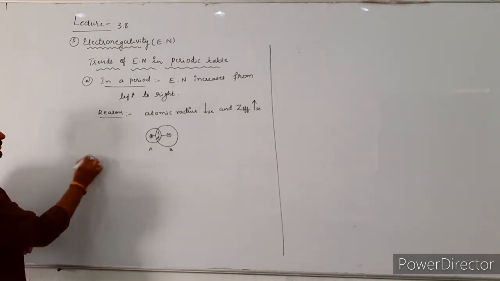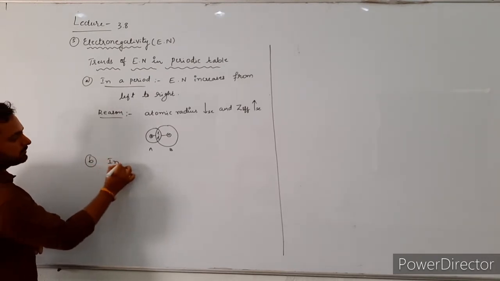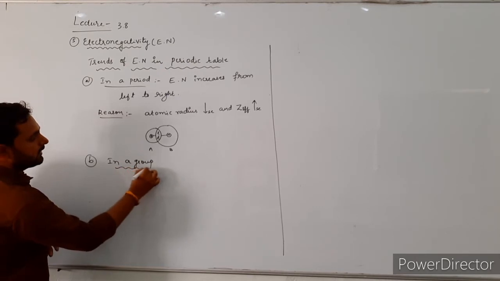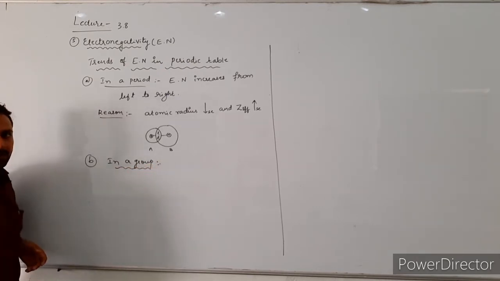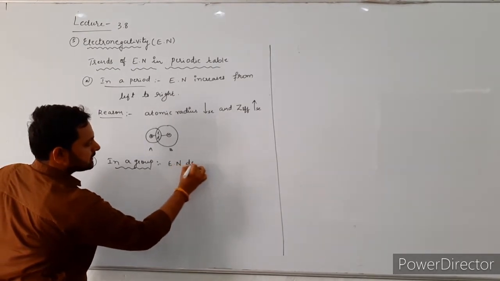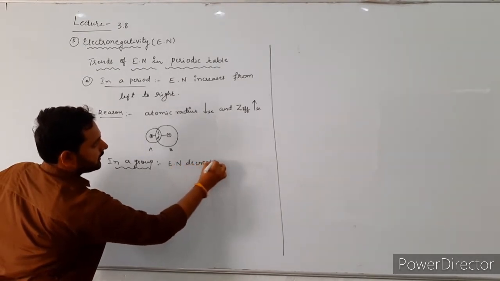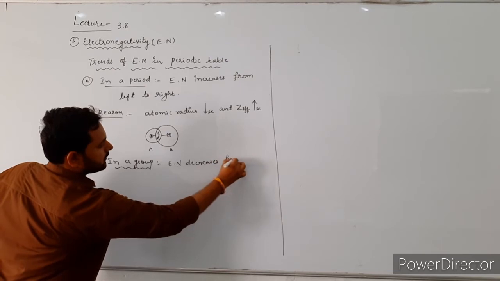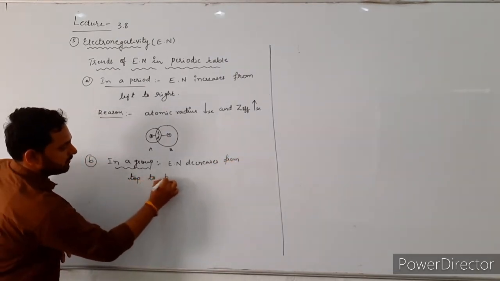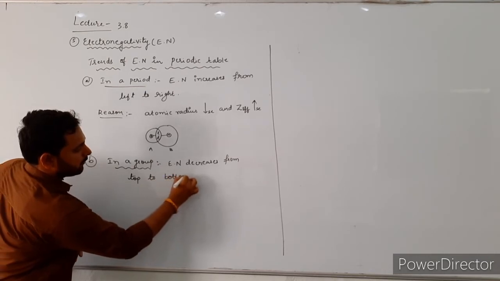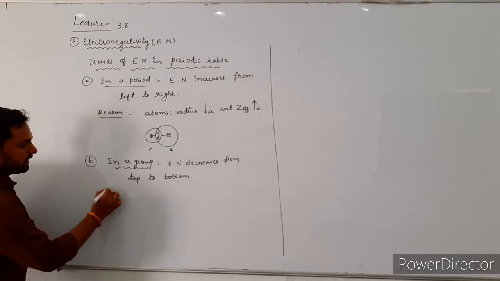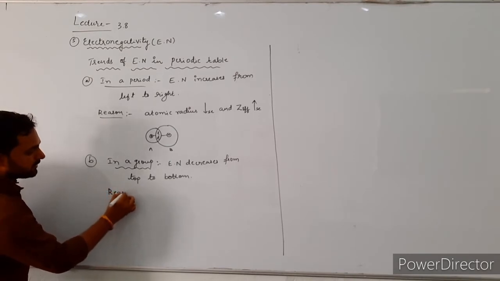Next, B. In a group, electronegativity decreases from top to bottom. Why does electronegativity decrease from top to bottom? Because atomic radius increases from top to bottom.